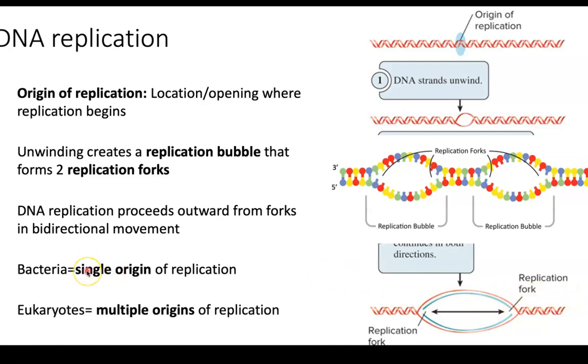For bacteria, they usually have a single origin of replication. That's because their DNA is usually circular, so it has the ability to just literally start in one place and go around the circle. But our DNA is very, very long. It can be up to 3 feet of DNA per cell. So we typically have multiple origins of replication. It's not just in one particular area.